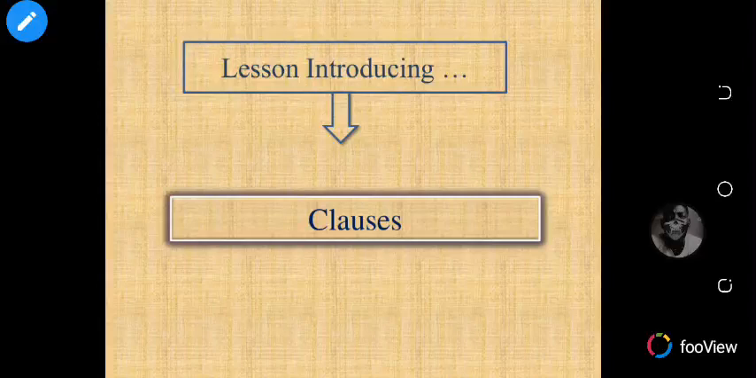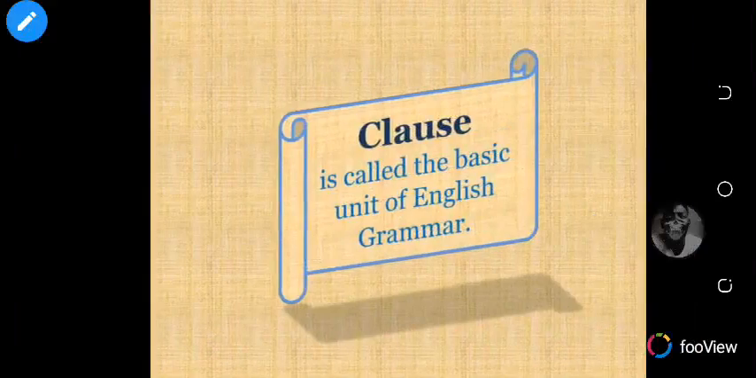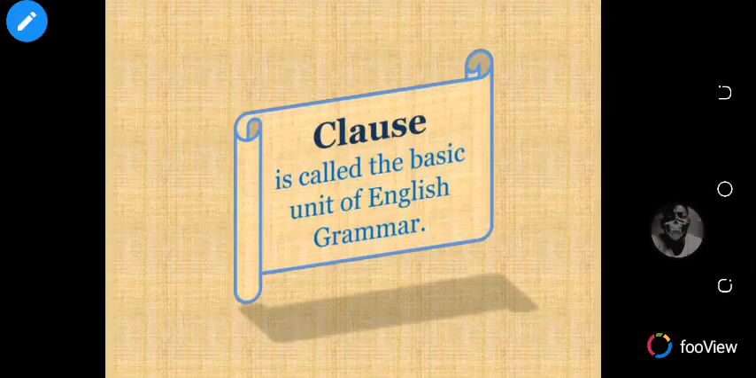Today, we begin our English lesson on clauses. Clauses are the basic units of English grammar. Like every building has its basic units to be bricks or blocks, likewise, the basic unit of English grammar is a clause.